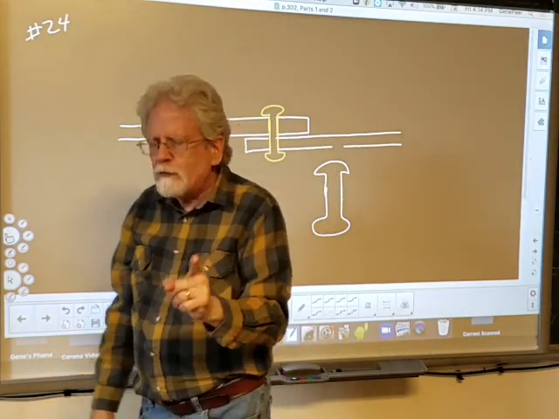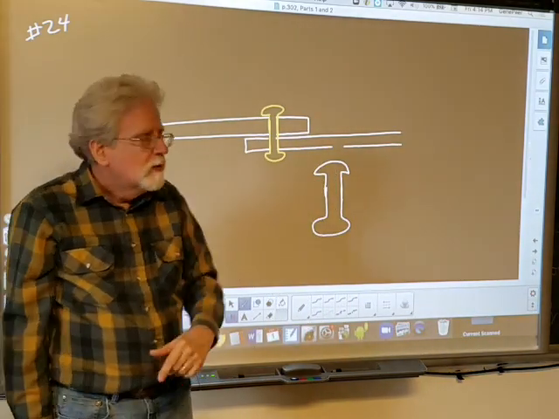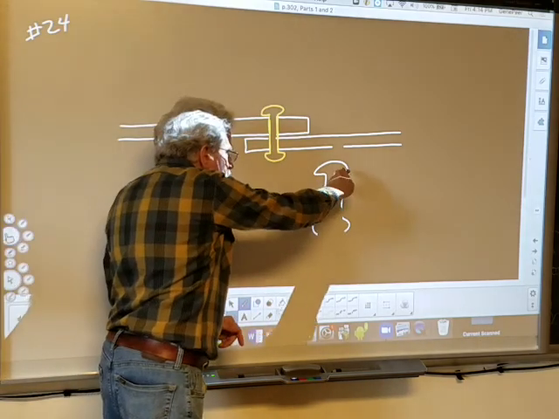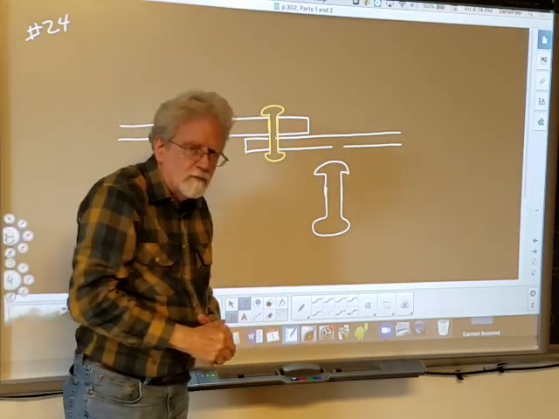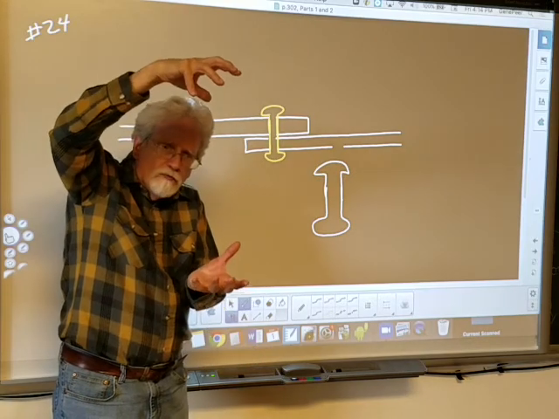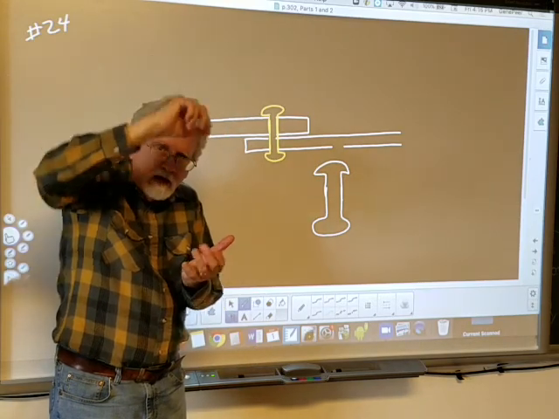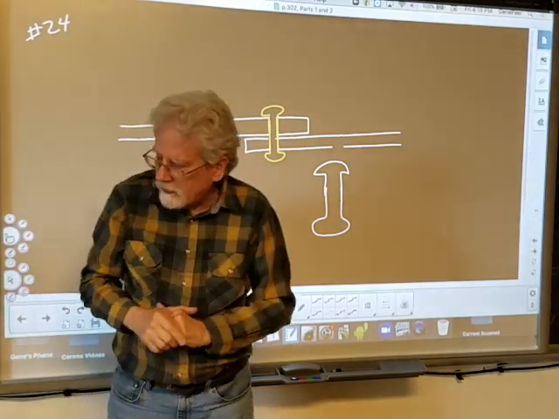So having the hot rivets has two purposes. Purpose number one, you can bend over that side so it locks in. Purpose number two, as it cools down, it pulls those metal plates together, never to be separated again.